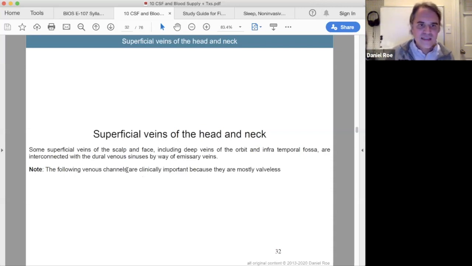Note, the following venous channels are clinically important because they are mostly valveless. Veins of the head and neck kind of don't need valves because gravity helps blood to drain.